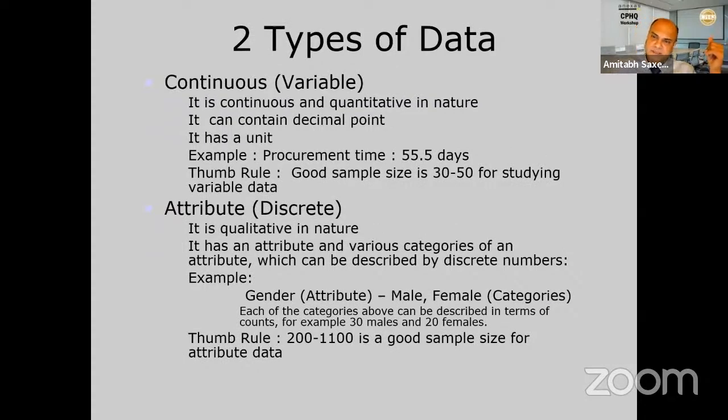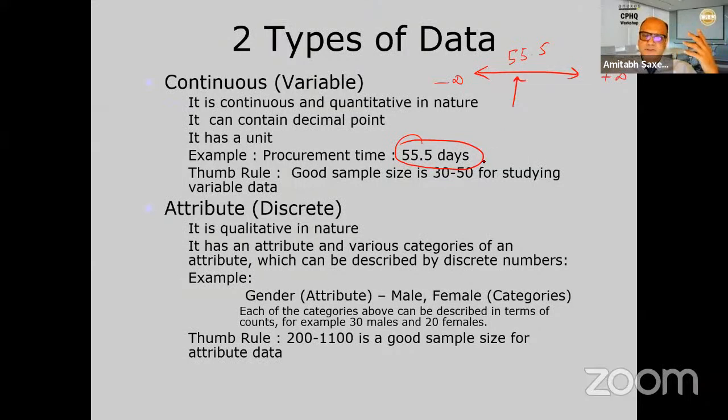There are 2 types of data: continuous data and attribute data. Continuous data is something which can be represented on a number line. The number line extends from minus infinity to plus infinity. So when you are looking at the number line, minus infinity to plus infinity means any point on the number line. That is a continuous line. That is why we call it a continuous scale. So 55.5 days is continuous data.